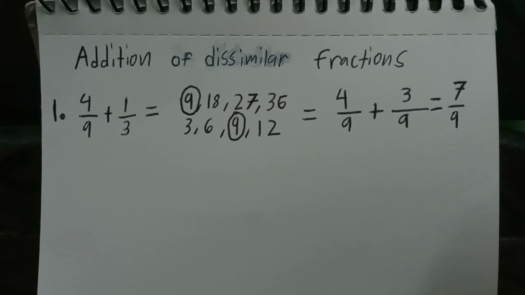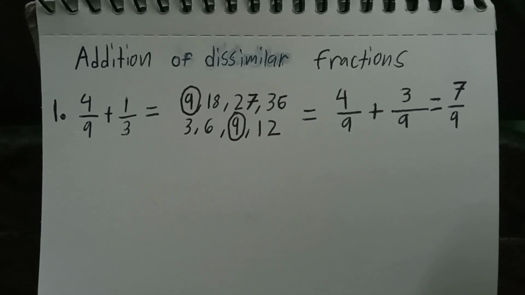So for the denominator 9, as you can see here, I'm going to write 4 least common multiples of each. So we have 9, 18, 27, and 36. And for the denominator 3, we have 3, 6, 9, and 12. Why are both number 9s circled? Because we have found the least common multiple, which is number 9.